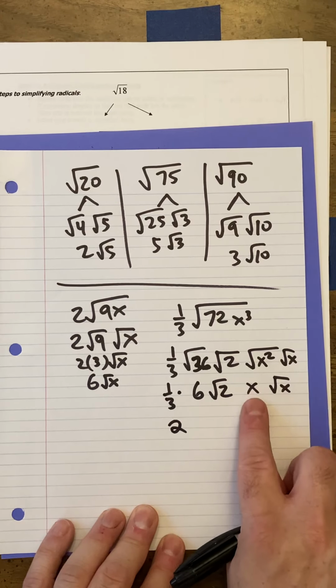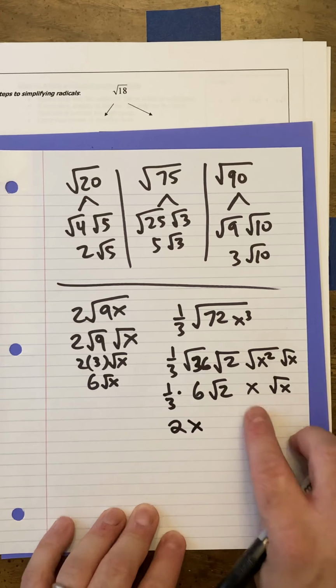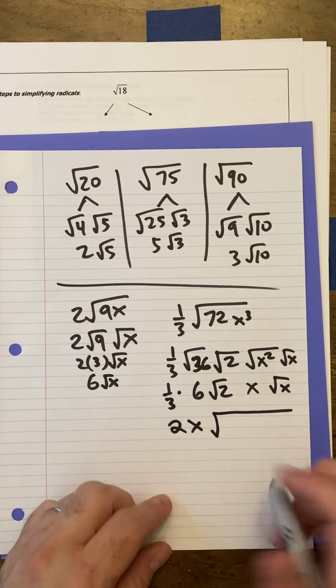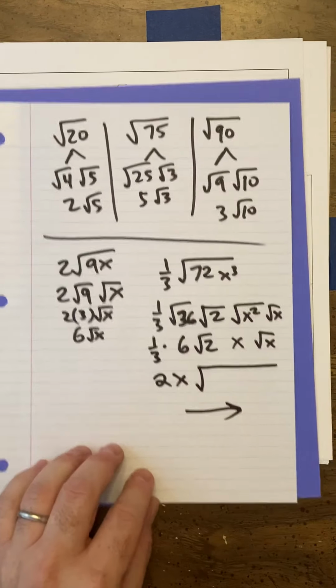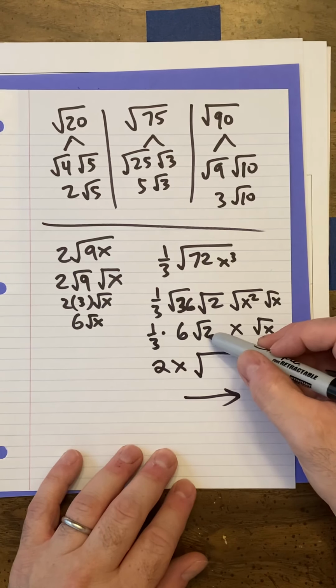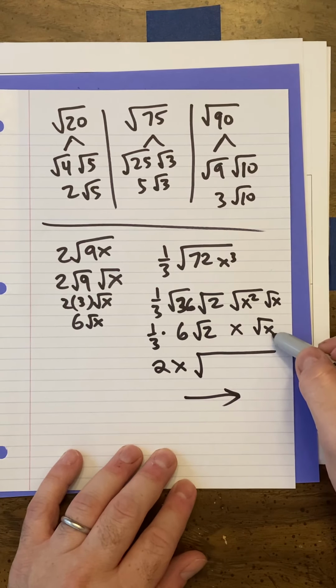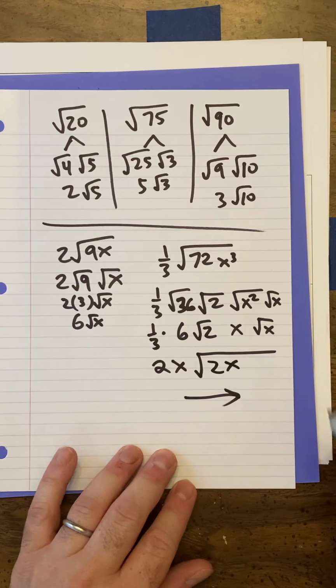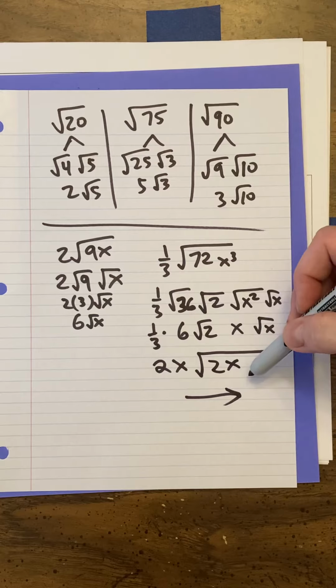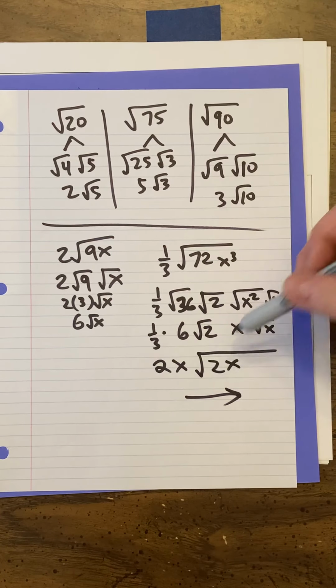And this x should come next. You might say, why should that come next? Because the radical stuff should always be on the furthest most to the right. So we have a 2 in the radical and an x. This x is in the radical. We can put those back together. 1/3 rad 72 x cubed becomes 2x square root 2x.